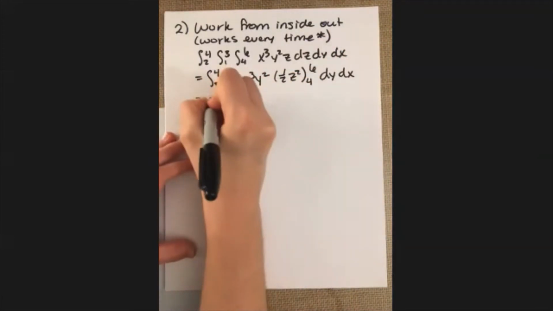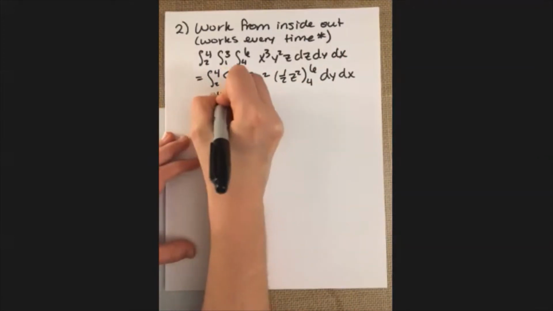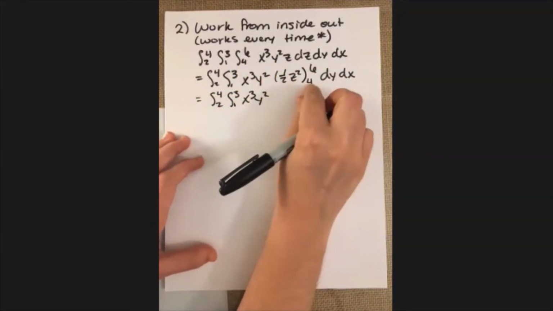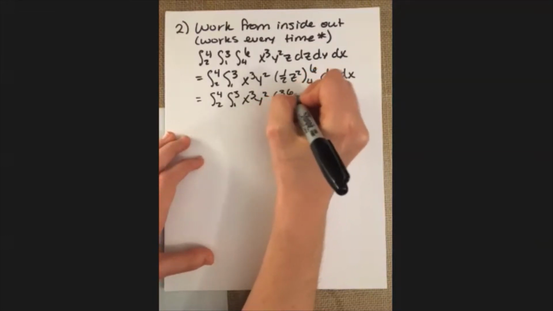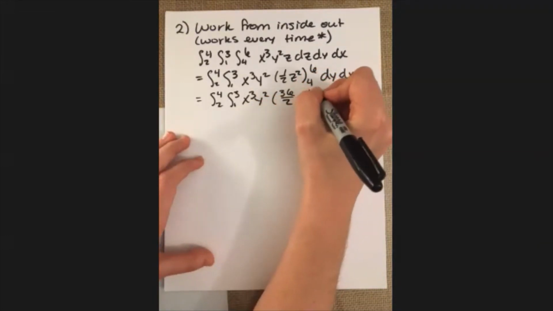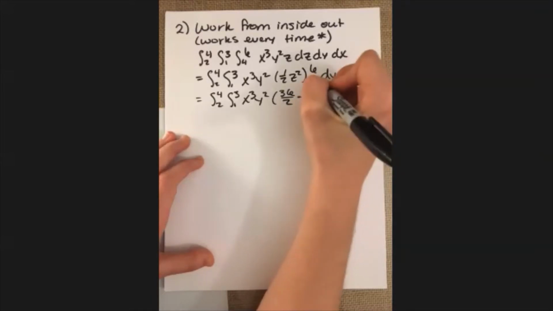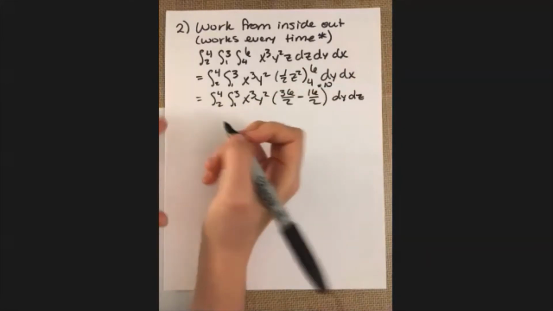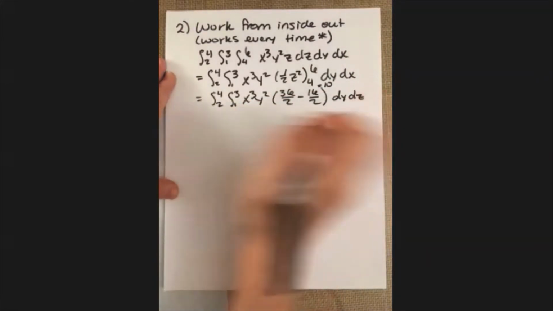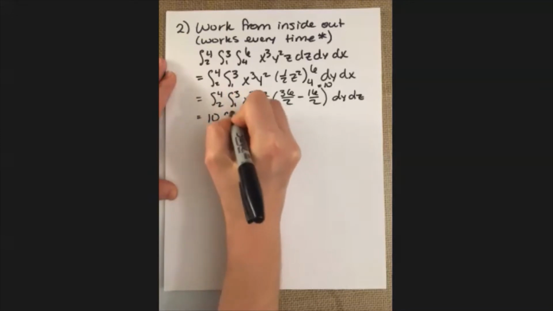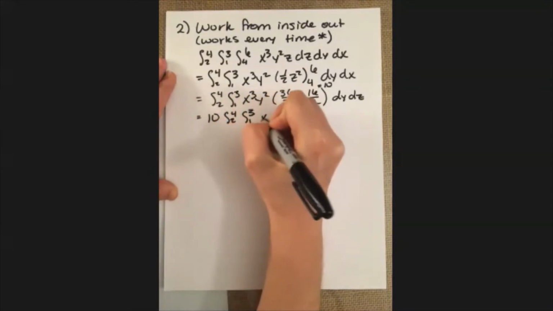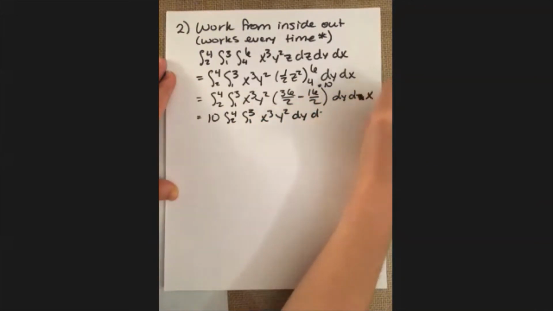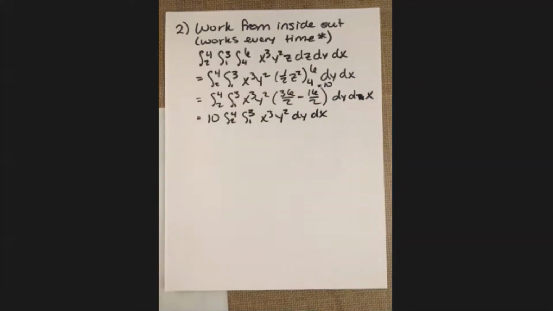So then our next step here would be the integral 2 to 4, integral from 1 to 3, x cubed y squared. Evaluate this from 4 to 6, and you're going to get 36 over 2 minus 16 over 2. That's just going to be equal to 10. So I can rewrite this by pulling that 10 out to the front. Oops, this should be an x dx. Okay, just like so. And now we just repeat that process.